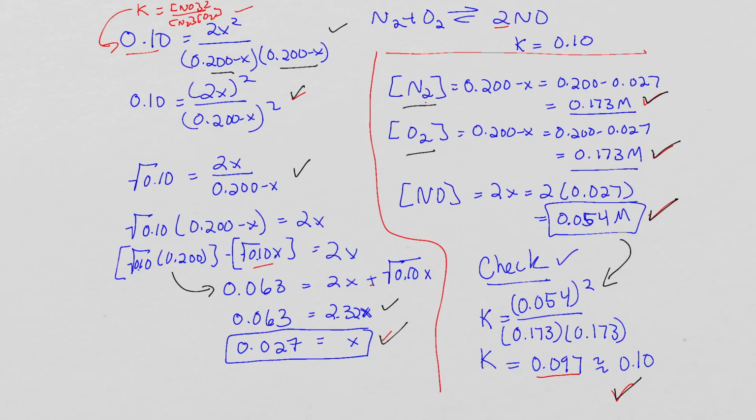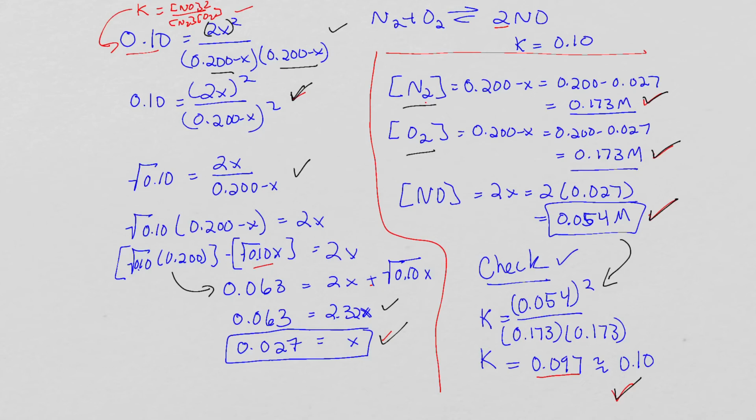Okay, let's walk through the algebra here. So I've rewritten our expression here. We have our 0.1 for K equals 2x squared over 0.2 minus x times 0.2 minus x. One thing we can quickly do is recognize that on the denominator we have two identical terms. Well, we can rewrite that as a square, right? So we can write 0.2 minus x squared here. What this sets up is a square on the top and a square on the bottom. We can simplify that by taking the square root.